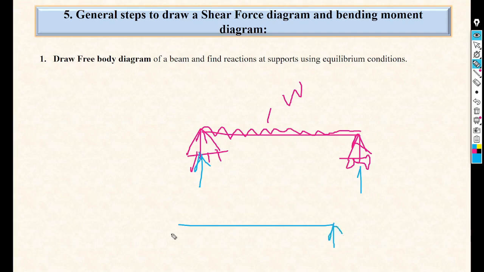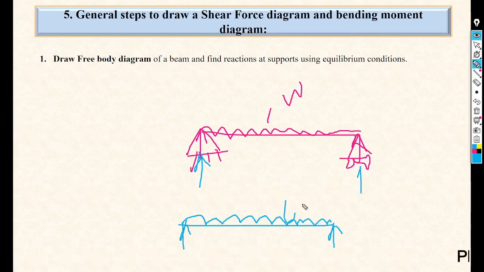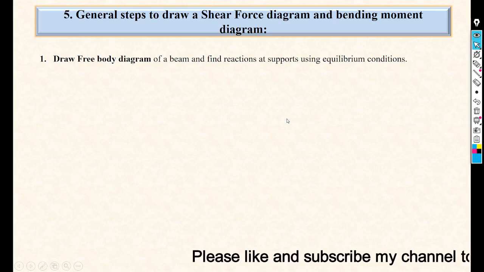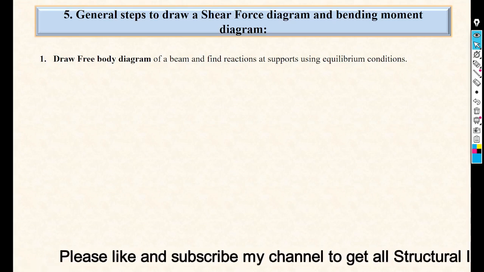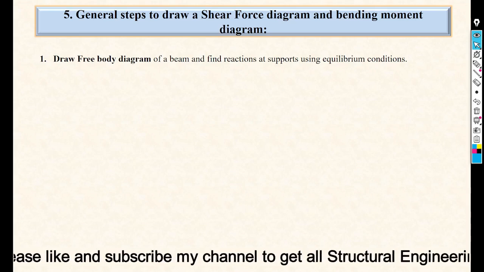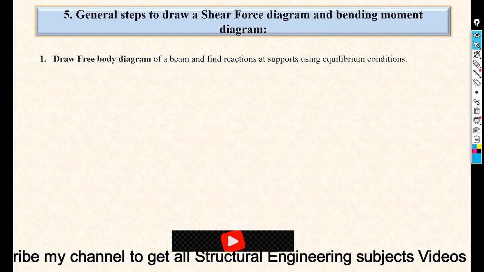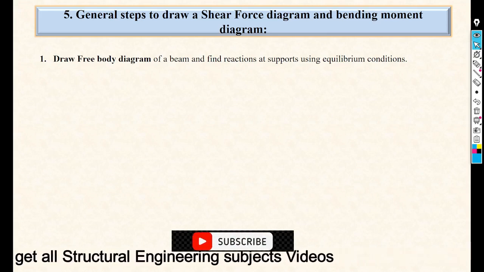Okay, reaction at this point, reaction at this point, and this total beam carrying UDL on entire span. So this is a simple thing, that we need to consider in the FBD diagram. Okay, and then once you draw the FBD of the given diagram, then calculate the support reaction by using equilibrium condition. Okay, so we have 3 equilibrium conditions that we have discussed in last video. Summation Fx equals to 0, summation Fy equals to 0, and summation M equals to 0. Okay, so just use those equilibrium conditions to calculate support reaction.